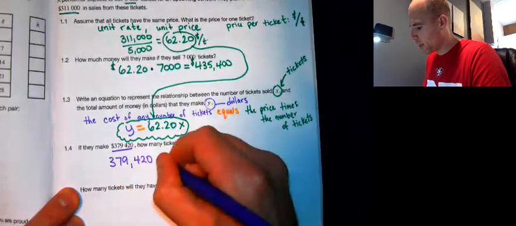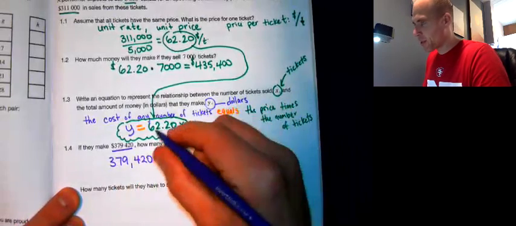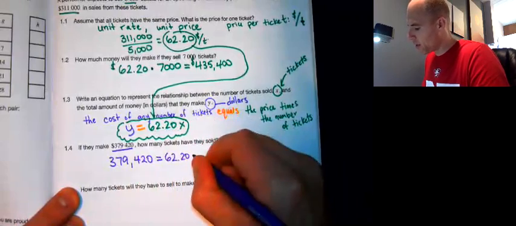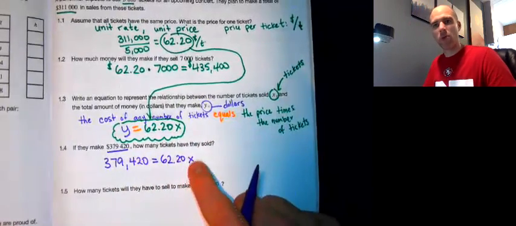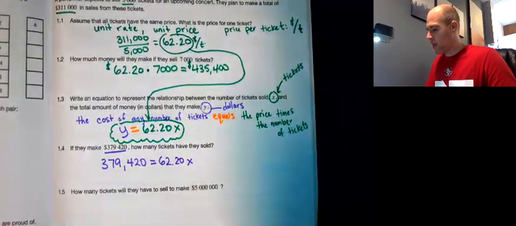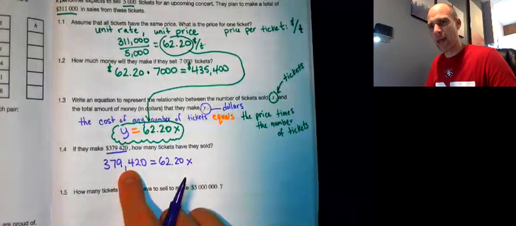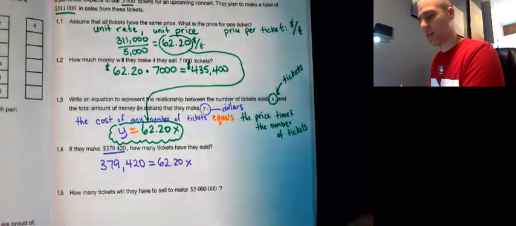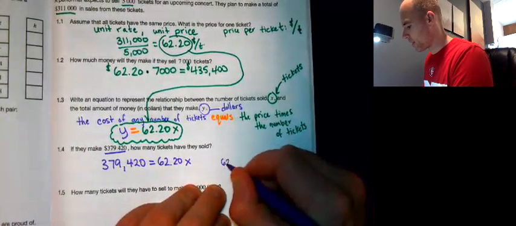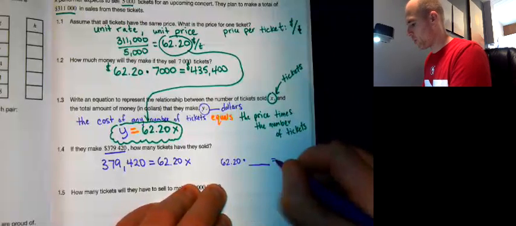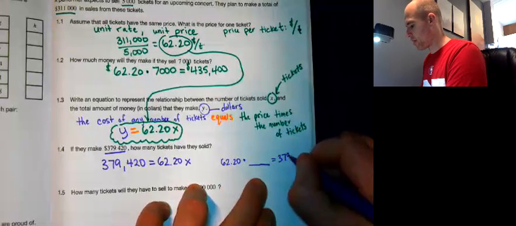379,420 equals $62.20 times some number that we don't know. This times some number we don't know has to equal that. So lots of times in class, I like to write this way, 6220 times blank equals 379,420.